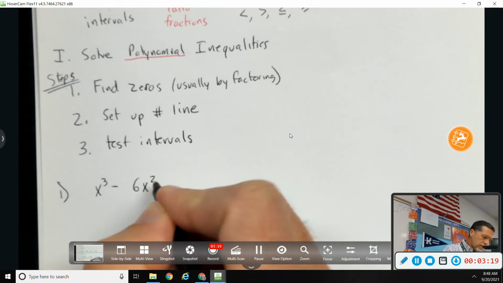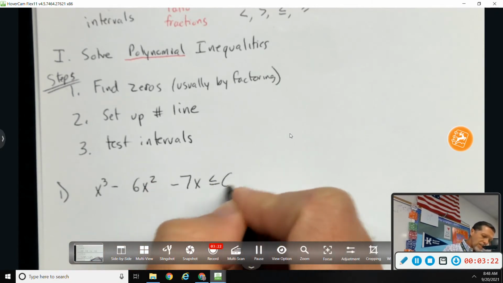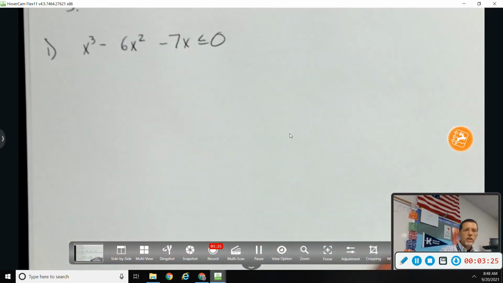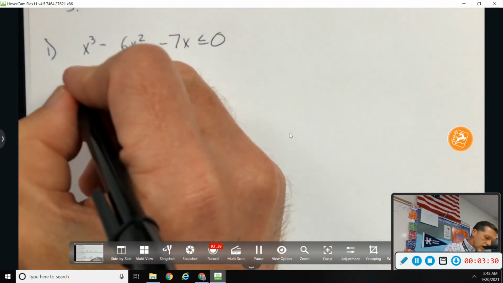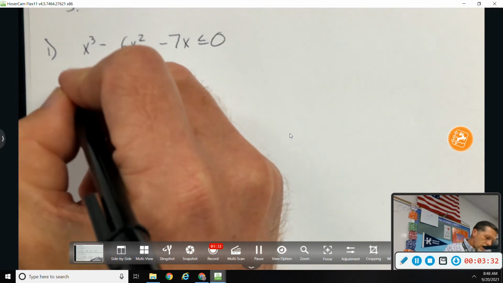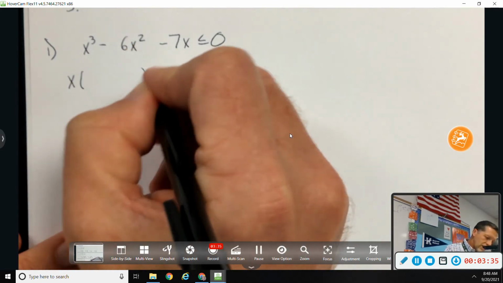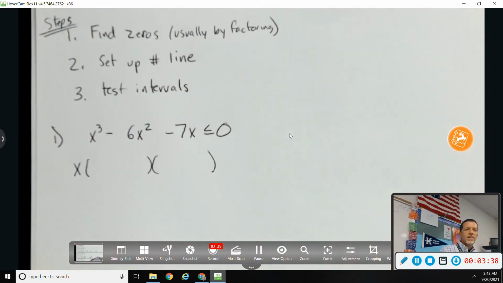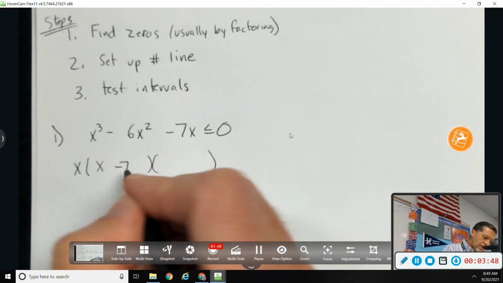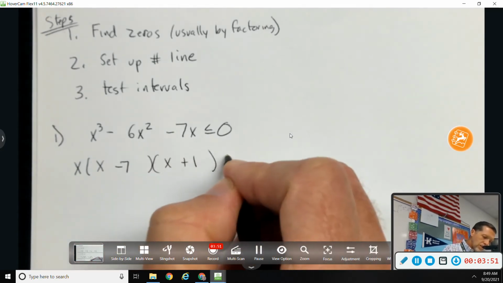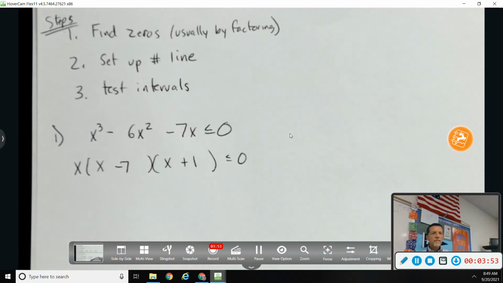x cubed minus 6x squared minus 7x is less than or equal to 0. x times, we're going to do it all at once here. Factor out. So we're going to factor that x out on the fly and then factor what's left. I think that's doable for this one. x minus 7, and x plus 1. You okay with that? Two-step factoring there.